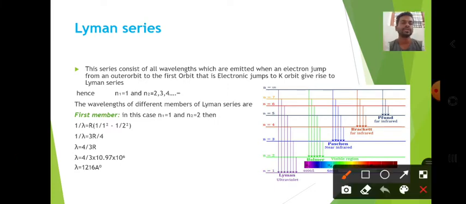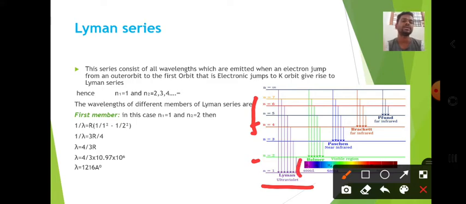See here, electrons are jumping from different states, different energy levels, to only n1. So the ending point of all the electrons is n1. Then what happens?